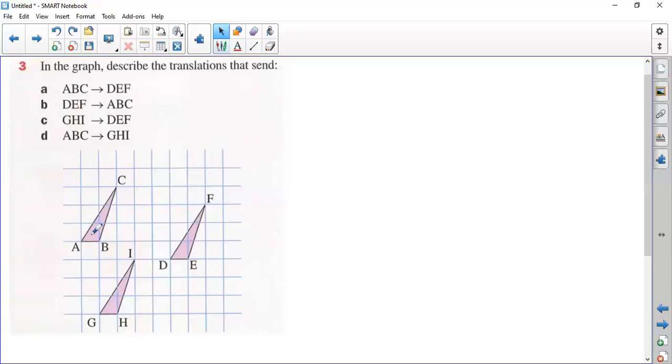If you remember, to show the translation from one figure to another, we have to take one of the vertices and see what its movement is, horizontal and vertical. So A is translated to which point? To D. Okay? A is translated to D. They correspond to each other. The movement that A does to go to D is 1, 2, 3, 4, 5. So it is 5 squares right and 1 down.